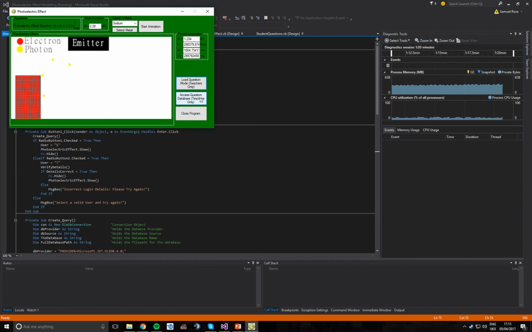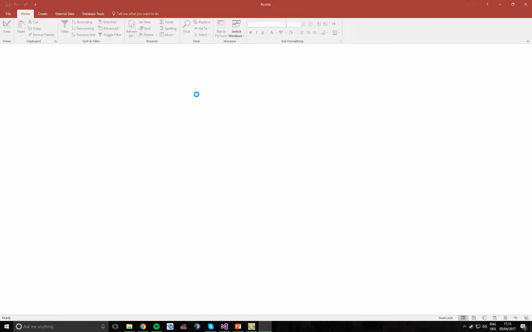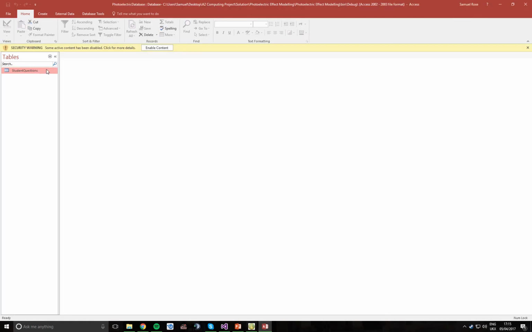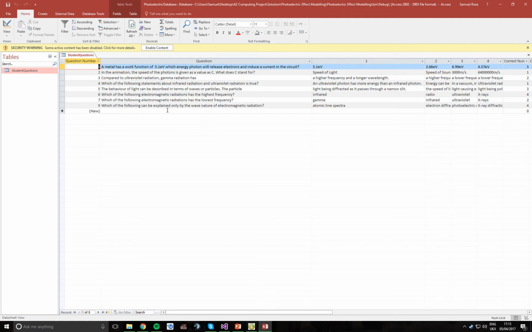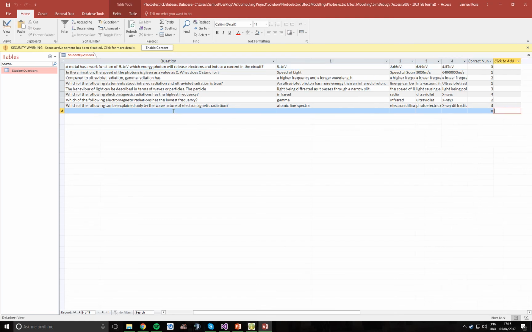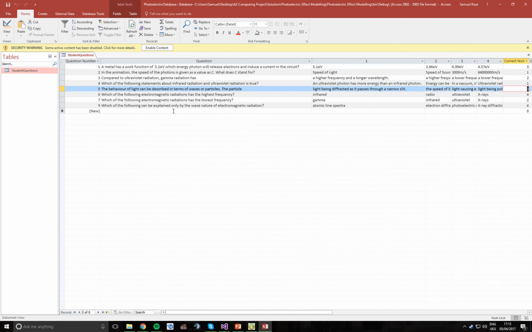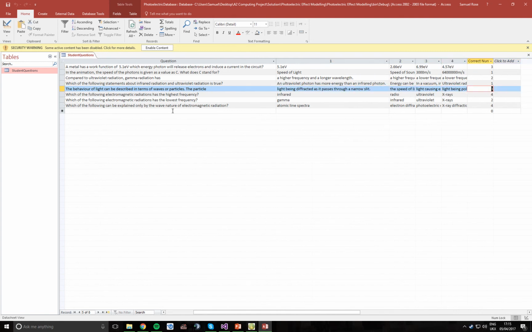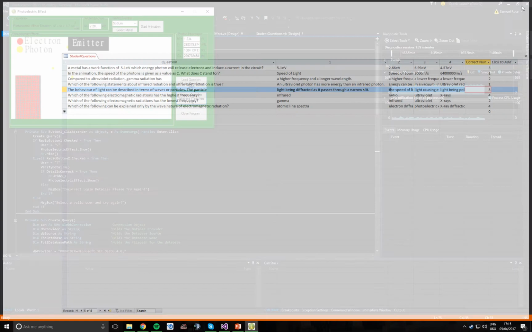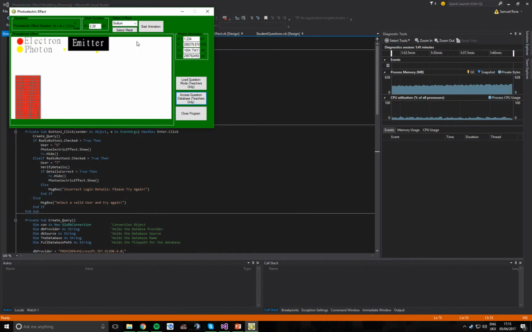And that directly loads up the Access database, from which you can add new questions. All the questions are here with all four possible answers and which number is their correct answer. That's basically it for this system.